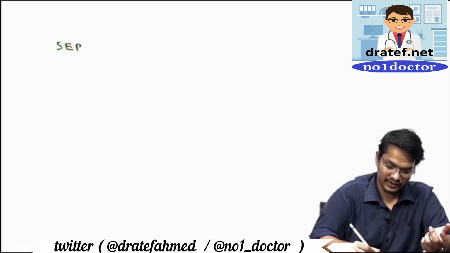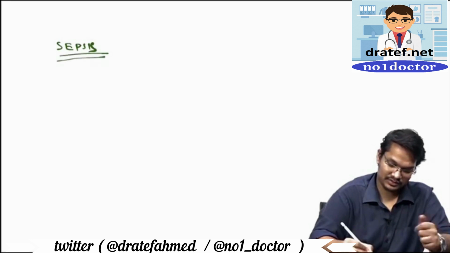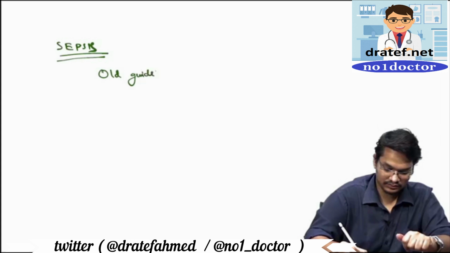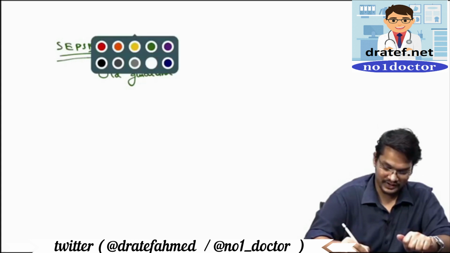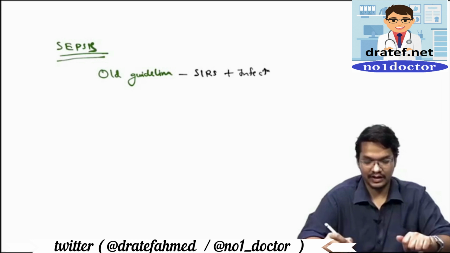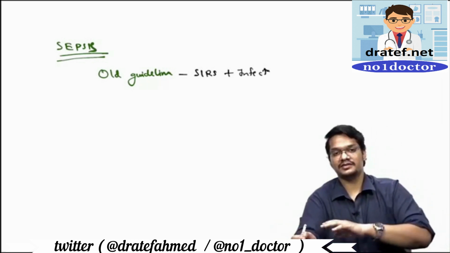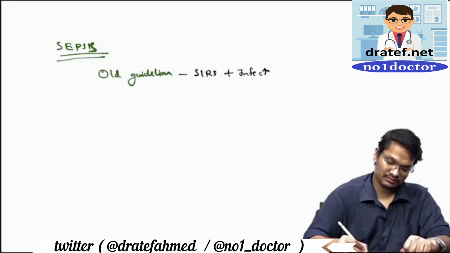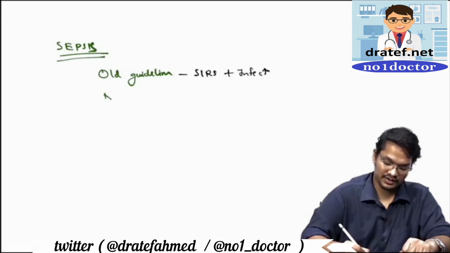So how do you define sepsis in a patient? If we go with the old guidelines, what they say is that the patient should have systemic inflammatory response syndrome plus infection. If this patient of SIRS develops an infection, we say that the patient is in sepsis. Little bit vague. What does the new guidelines say?